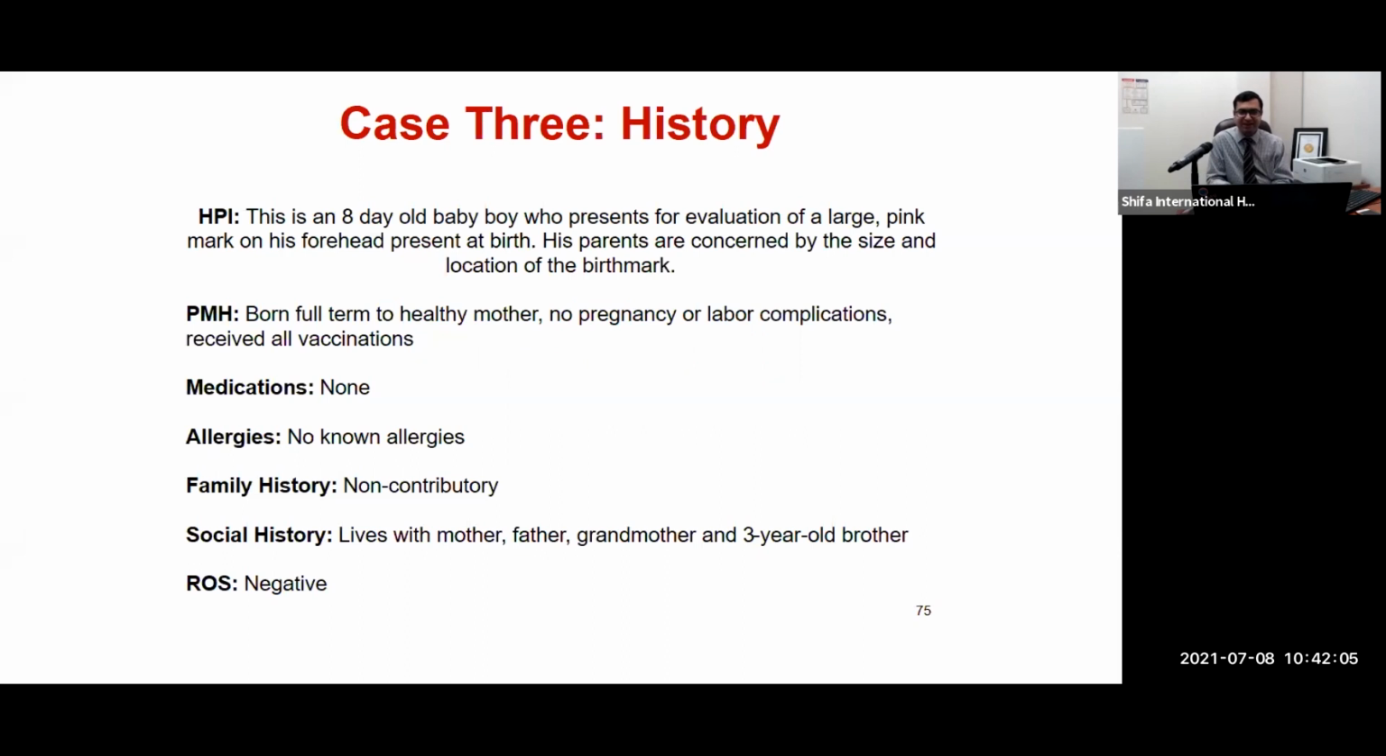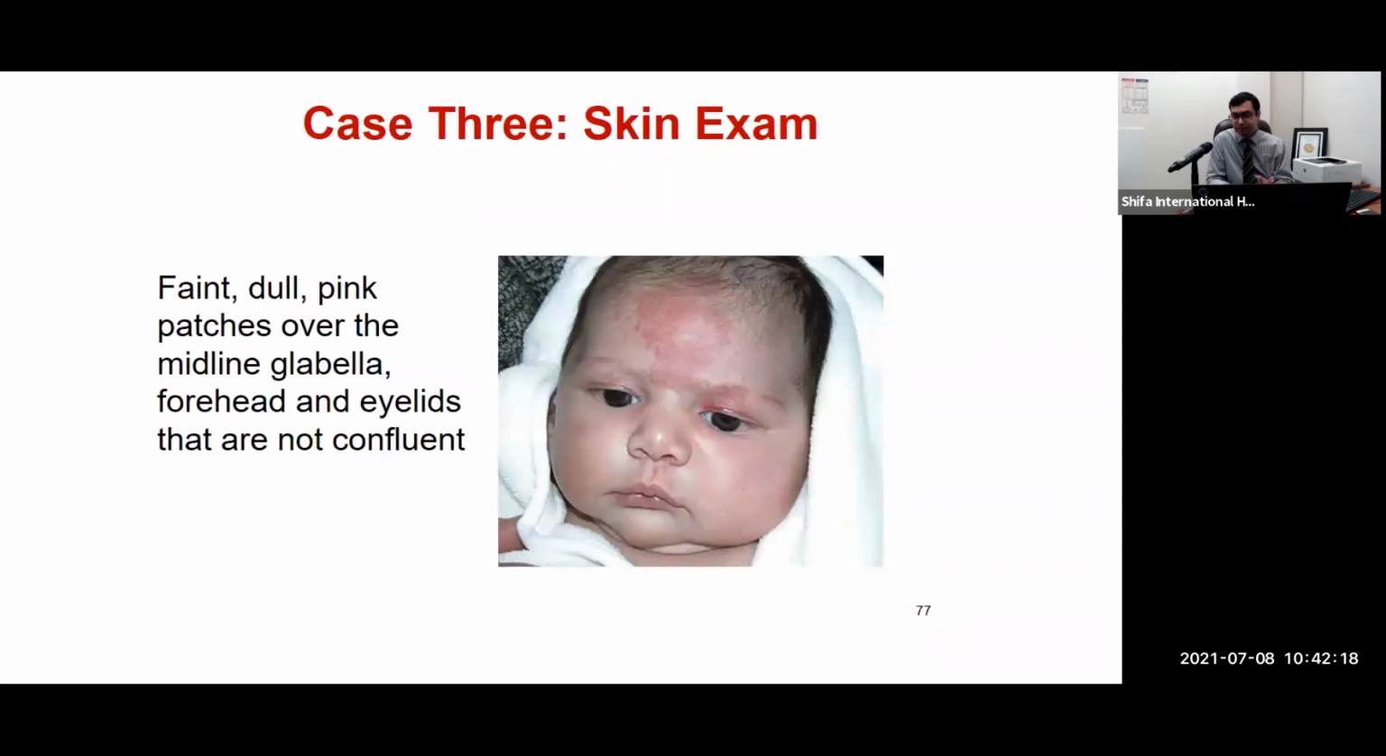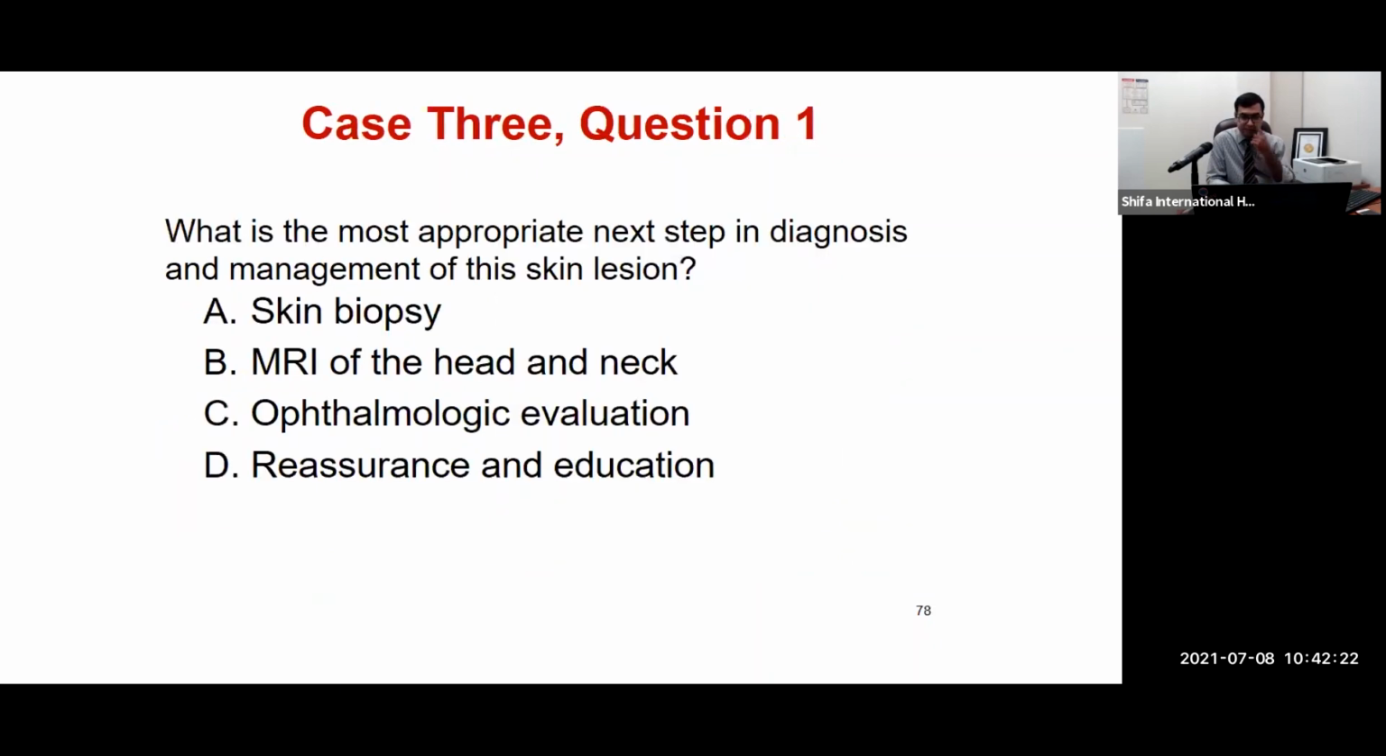So case 3, this is an 8-year-old boy presented for evaluation of a large, 8-day-old pink mark on the forehead. Here we go. So this is not hemangioma. Faint, dull pink, well demarcated. What would you do?